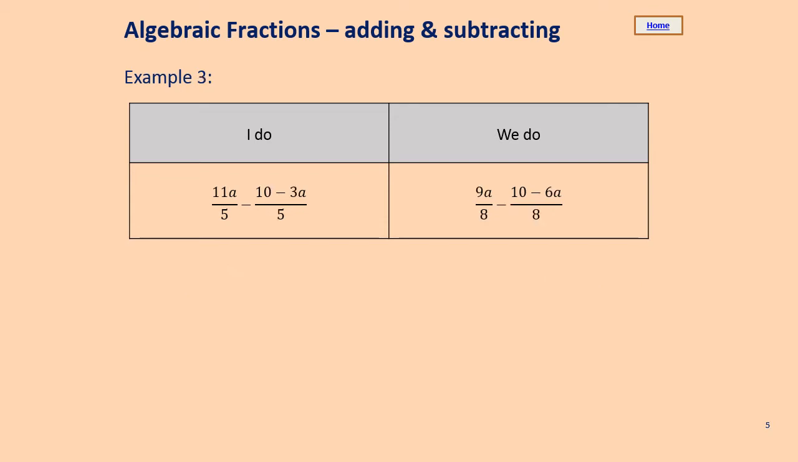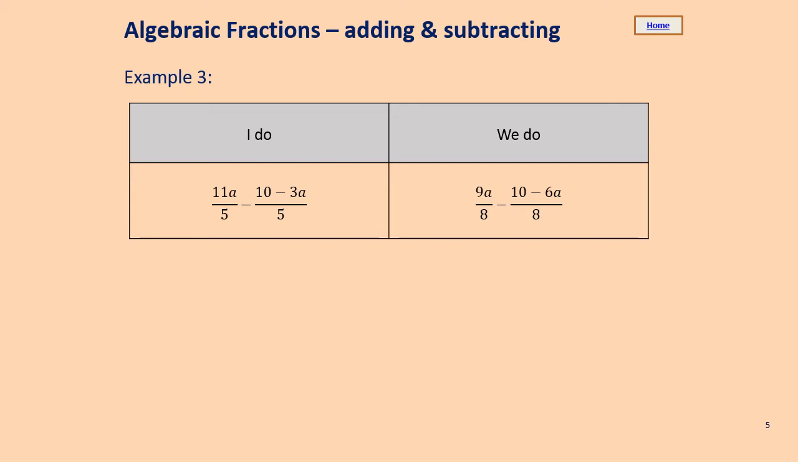Okay, so on this one we've got 11a over 5, subtract 10 minus 3a over 5. So the first difference you might notice on this one is that we've got to subtract to begin with. Okay, and this is the third example, this is the final one we'll do for the moment, and you've got to be really careful with this subtract sign because we've got two subtract signs in here, and remember what happens when we minus a minus.